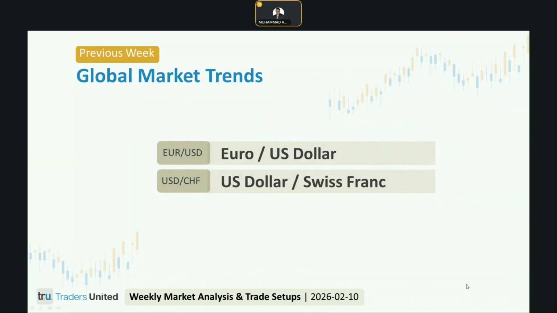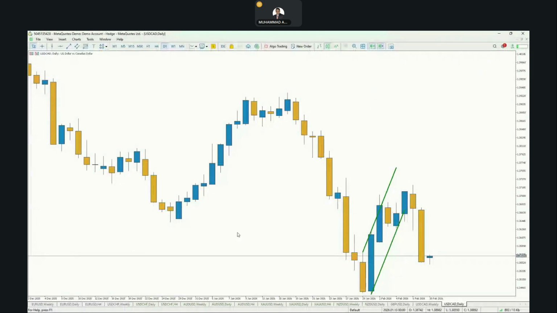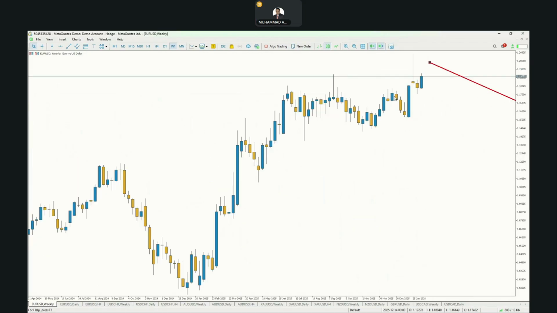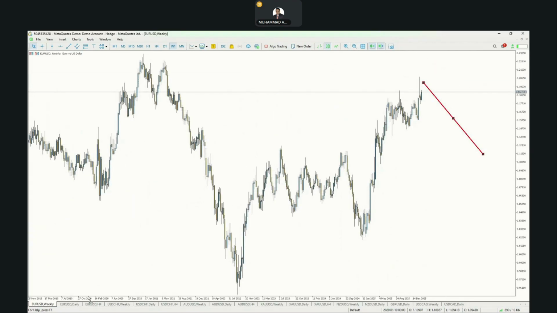Now, let us take a look at previous week global market trends. The first one is the euro dollar, then we have the US dollar Swiss franc. As far as the US dollar is concerned, it seems to me we have seen a top over here. If I zoom in a little bit, this is the weekly time frame. We got this ugly looking candlestick over here and a long spike in price action.